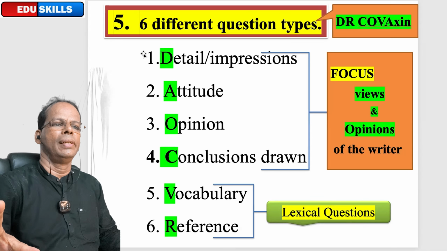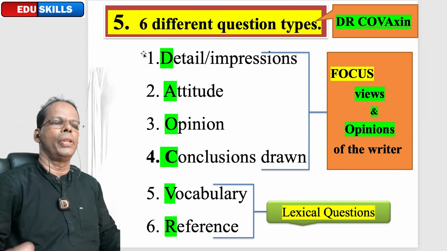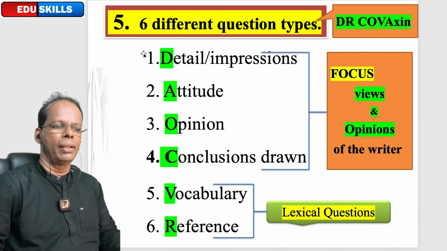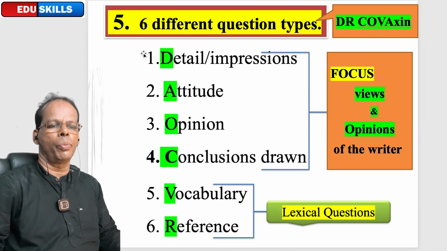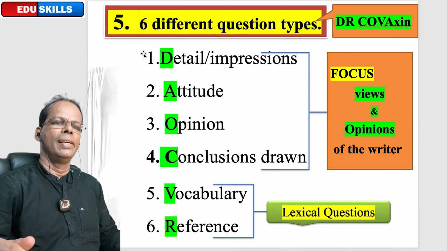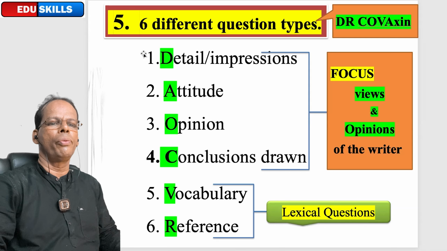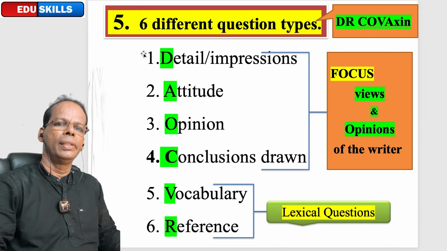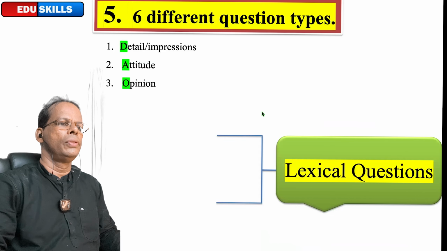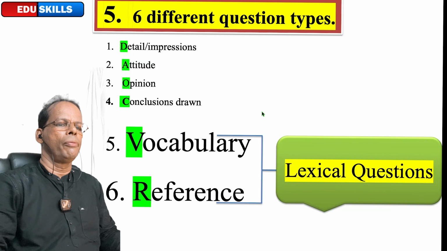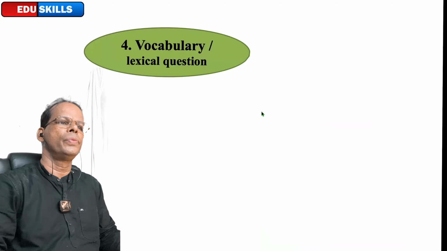Some questions ask for impressions, where you have to look into the detail and scan and understand. Second, they will be asking for the attitude of the writer. Third one is opinion. Fourth one is conclusions. Then you have 2 types which are known as lexical questions. One is vocabulary, other one is reference question. But both are known as lexical questions. So in the first 4, you focus on views and opinions of the writer. There's a major portion. And now, vocabulary and reference questions are known as lexical questions.